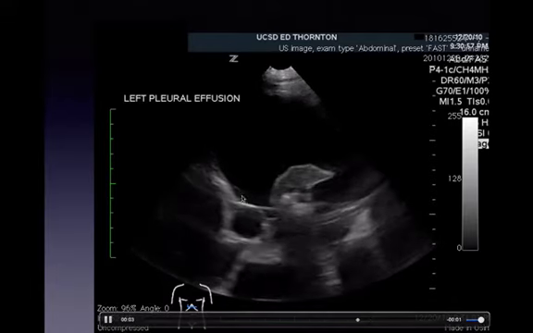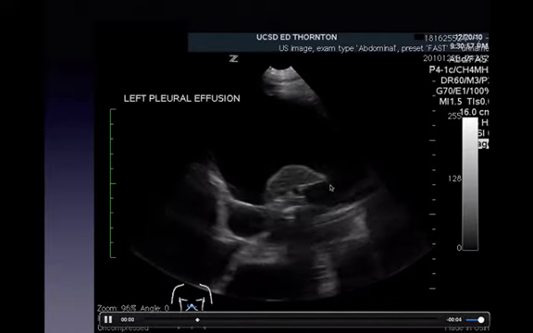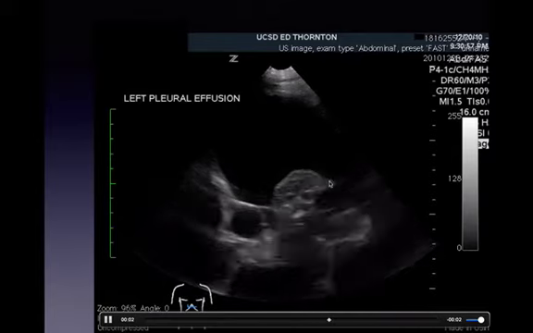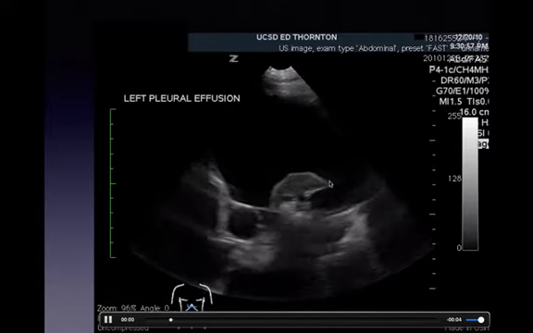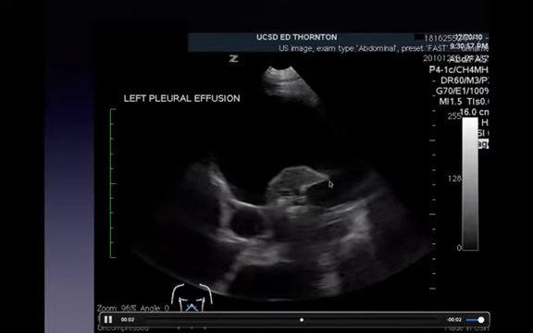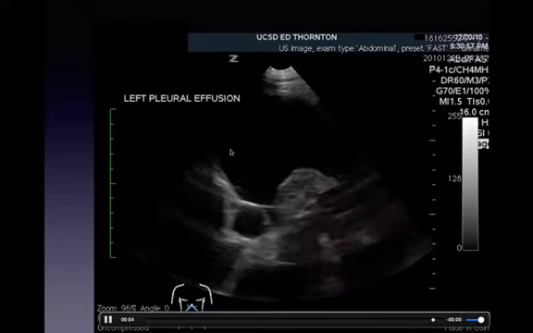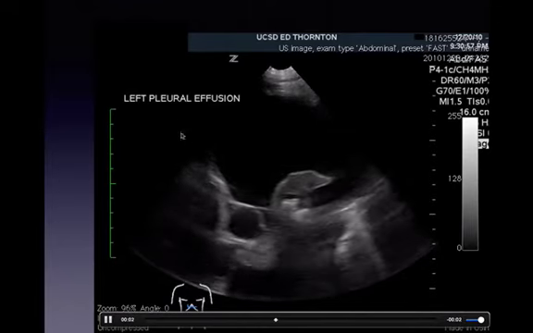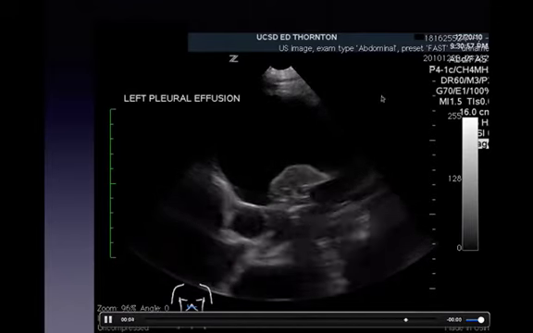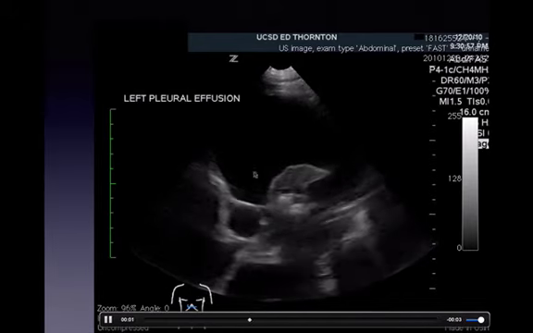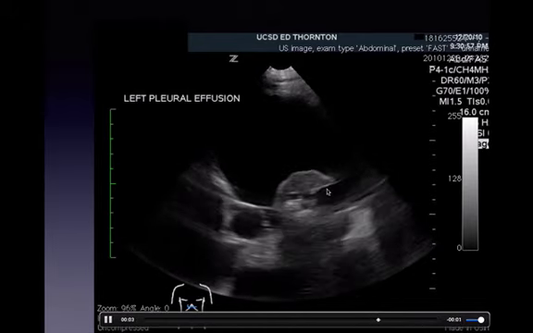This is an example of the bird beak sign. Here's the little beak of the baby bird, and this is a sign of consolidated lung in a large pleural effusion. So this again is the bird beak sign. It's a left pleural effusion and it's large.